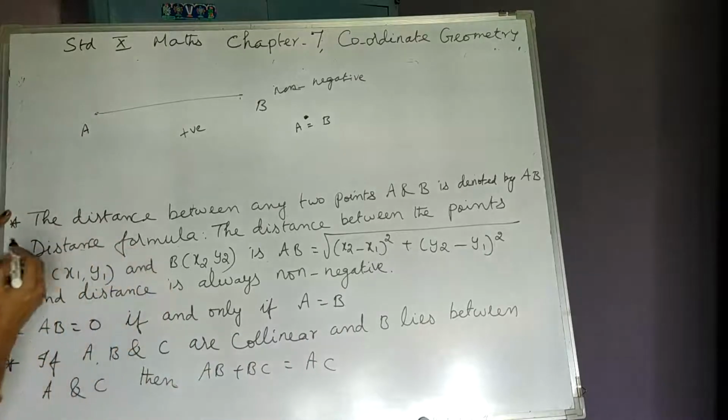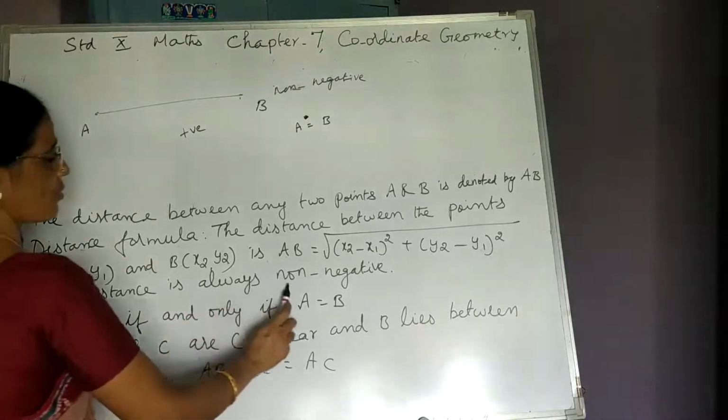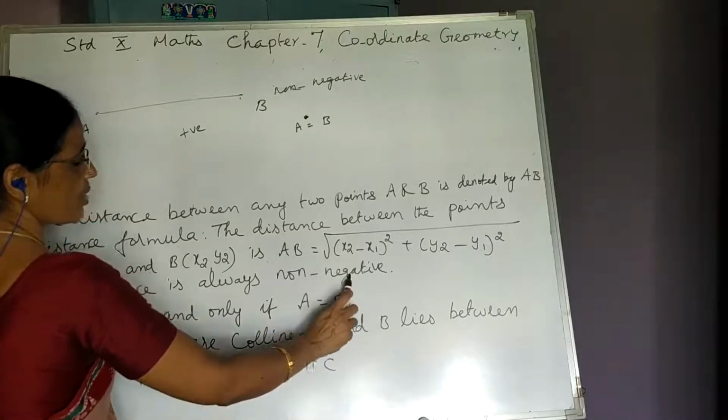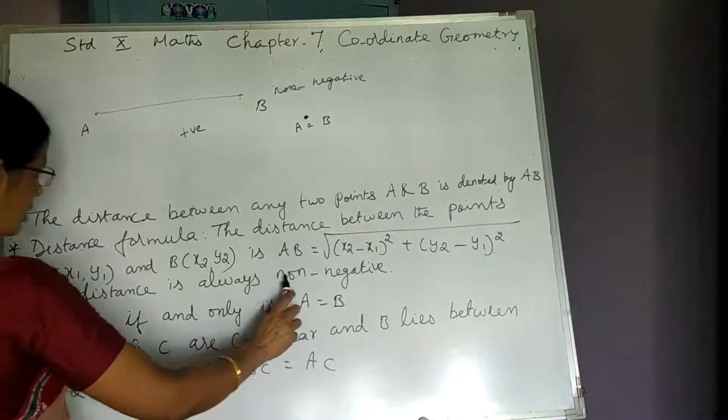If you find A and B at the same point, in that case, the distance between A and B becomes 0. Otherwise, it becomes positive. Therefore, we say distance is always non-negative. What do you mean by non-negative? It can be 0 or can be positive, but not negative.